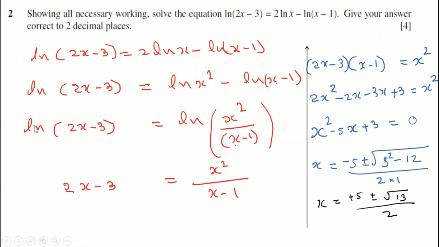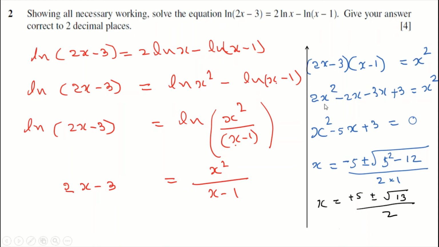Now left hand side is ln(2x - 3), right hand side is ln(x^2 / (x - 1)). So you can take the antilog and get rid of ln. Therefore 2x - 3 is equal to x^2 over (x - 1). Now this is a simple equation to be solved. What we do is we multiply both sides by (x - 1), then this (x - 1) will move to this side. So (2x - 3)(x - 1) is equal to x^2.